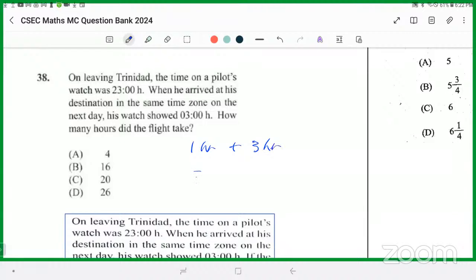So you travel for 4 hours. It's straightforward, right? Because 23 hours means that you have 1 more hour to complete the day. And then you got 3 hours in the next day. So it's a total of 4 hours.